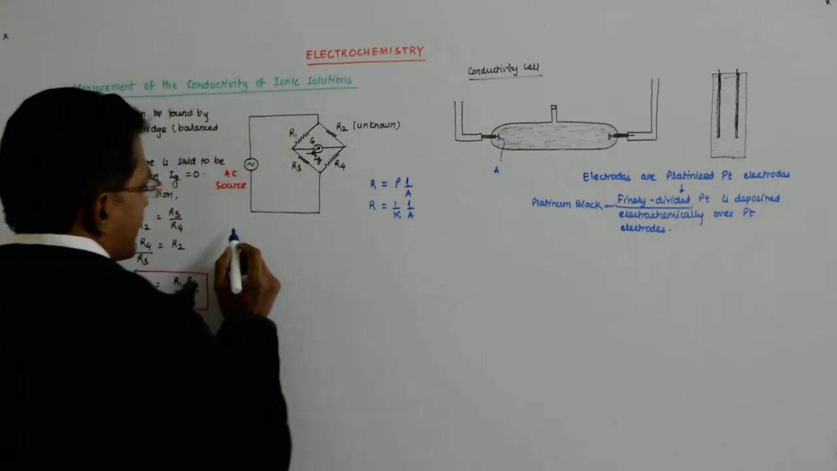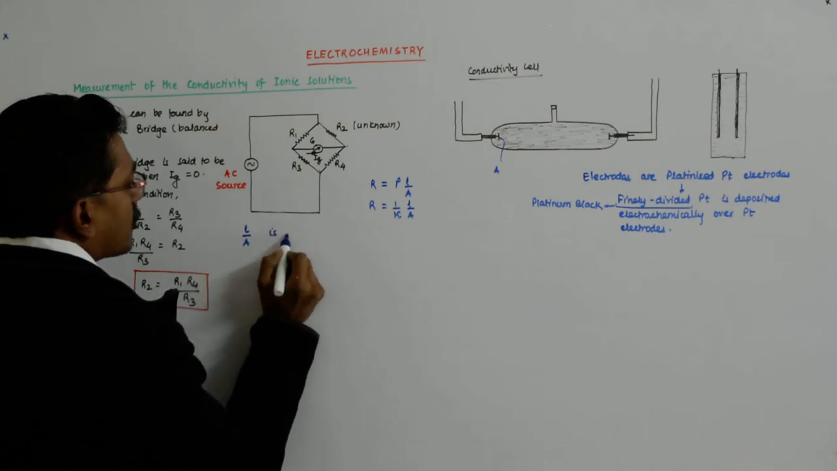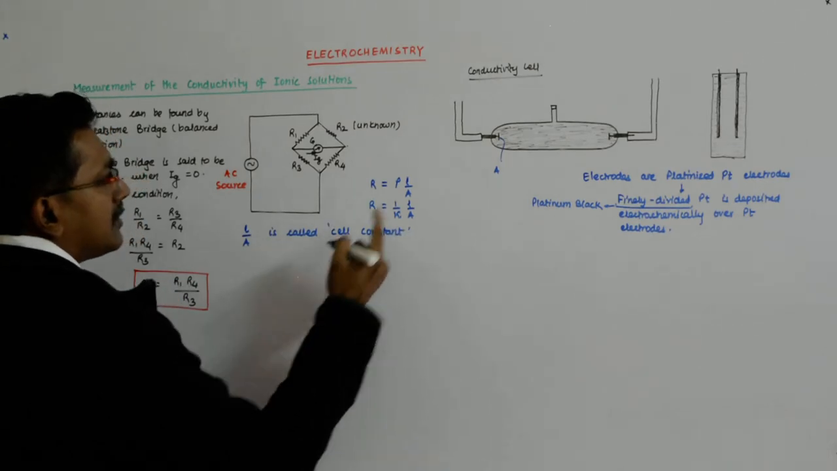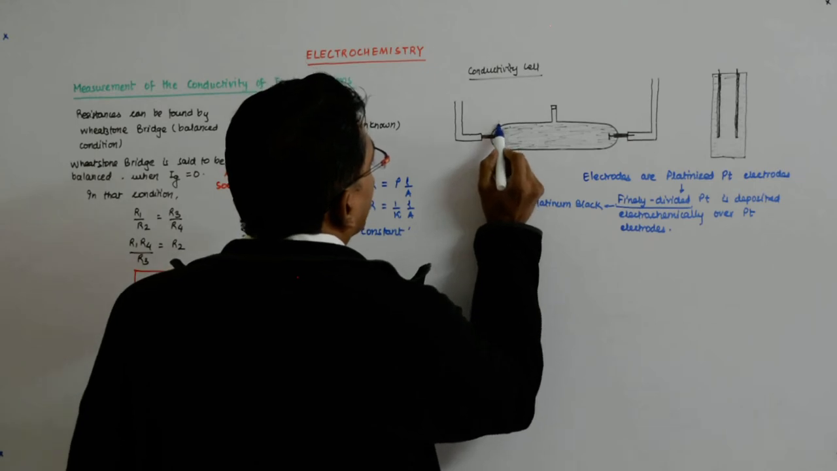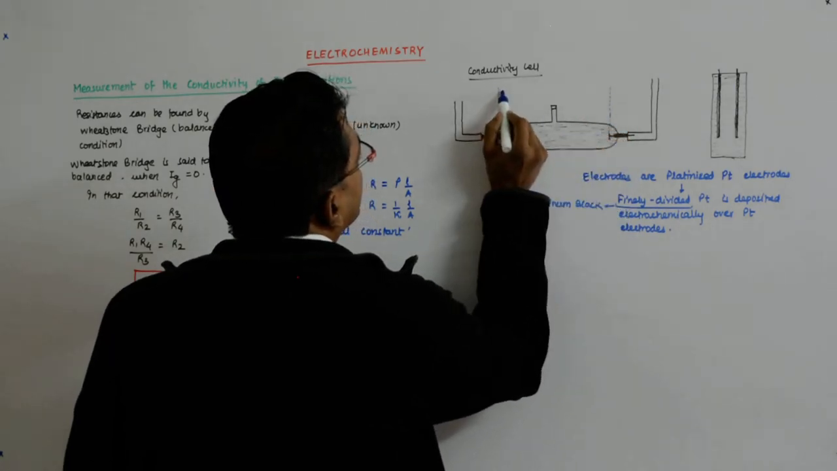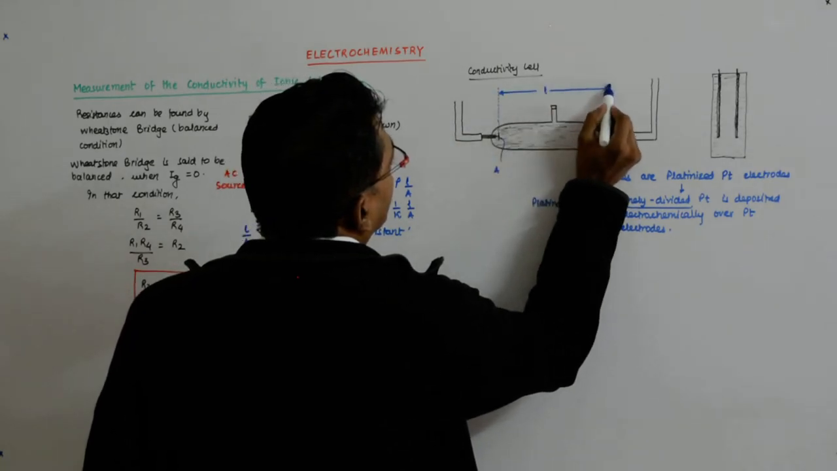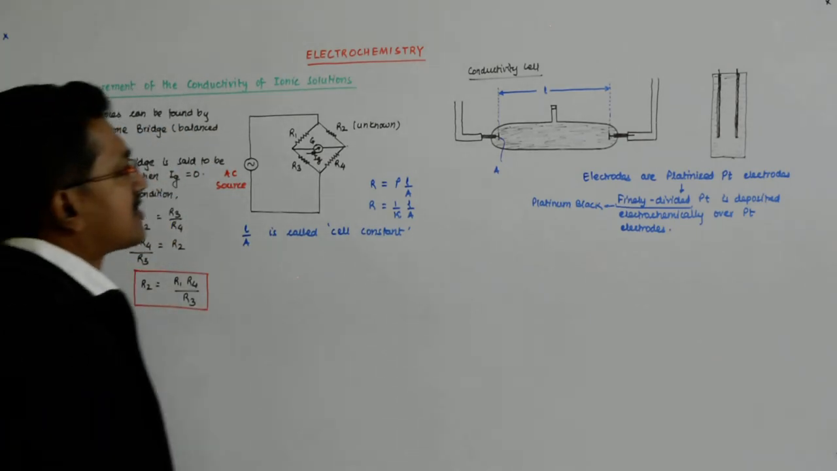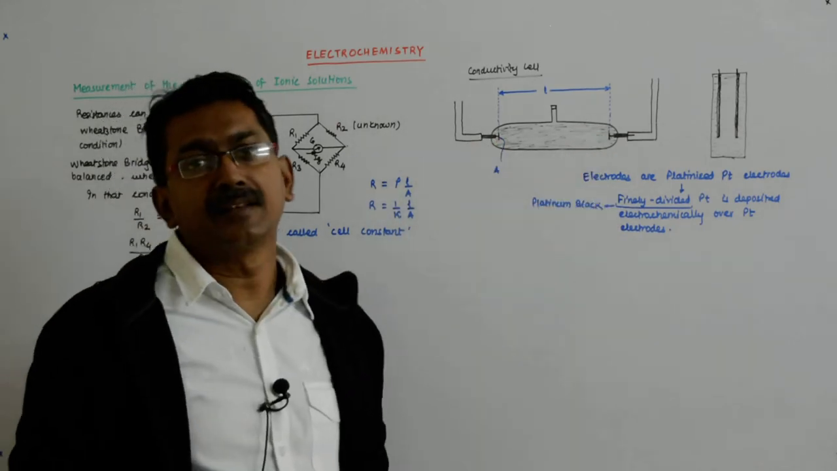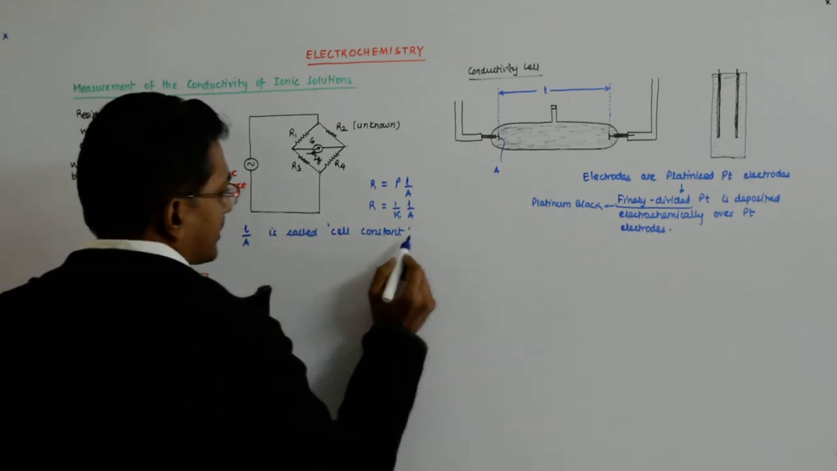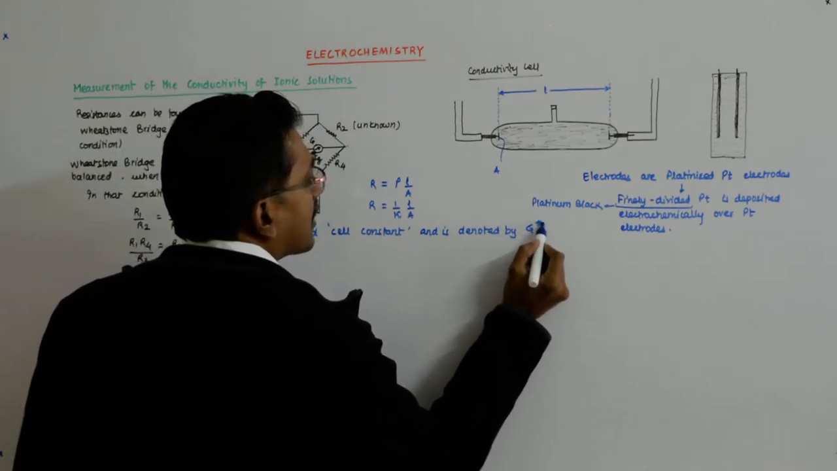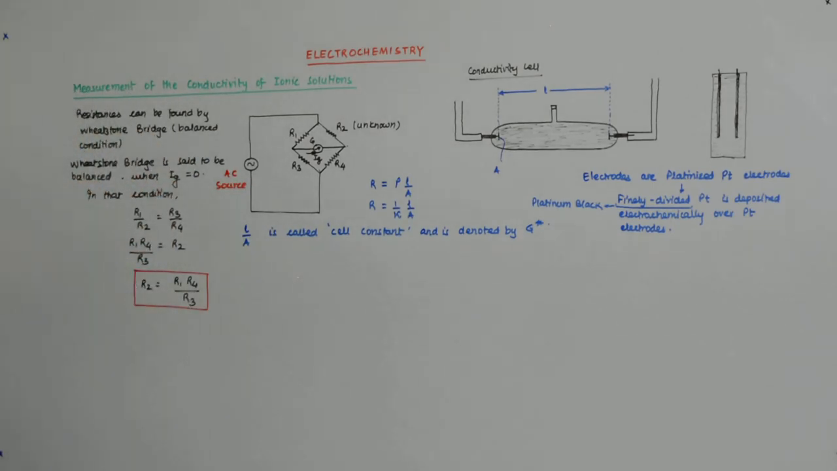Now this constant L upon A is called cell constant. This is a conductivity cell. This should be L, right? Now, we had discussed that these L and A values, it is not only difficult to measure, but all these measurements that we are doing are unreliable. So L upon A is called cell constant and is denoted by G star.